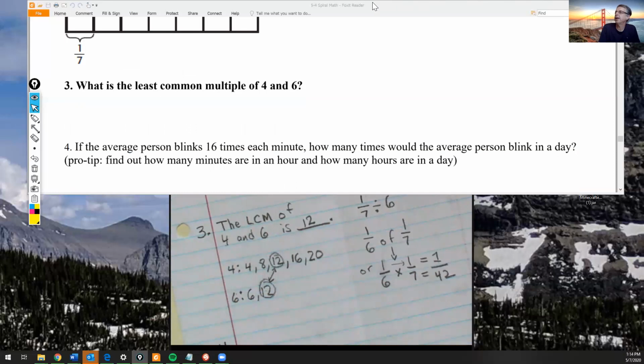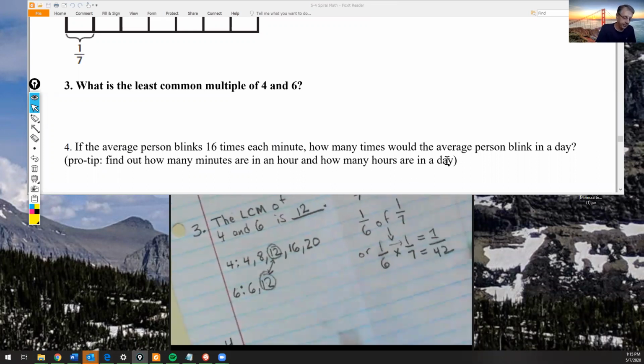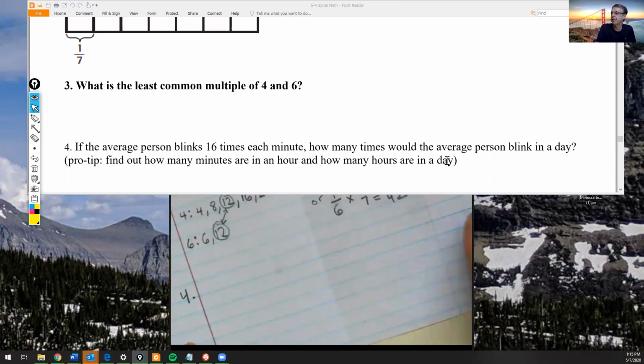Pause the video right there. Okay, we're back on number 4. If the average person blinks 16 times each minute, how many times would the average person blink in a day? So pro tips, find out how many minutes are in an hour and how many hours are in a day. So before I do that, I'm going to just get my answer sentence going. If an average person blinks 16 times a minute, how many times would the average person blink in a day?